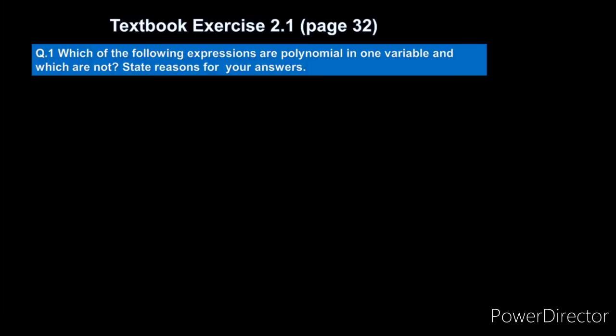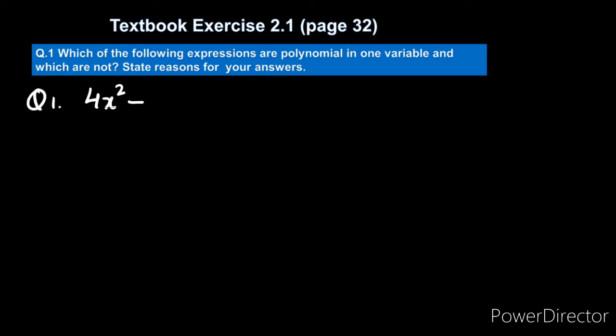in one variable and which are not. State reasons for your answer. See the first one. It is 4x square minus 3x plus 7. Okay. 7 can be written as 7x raised to 0.